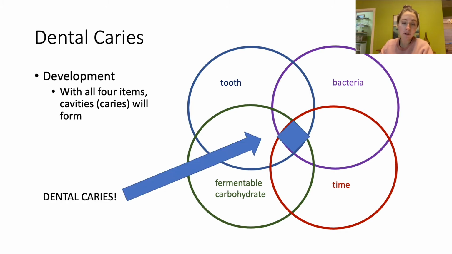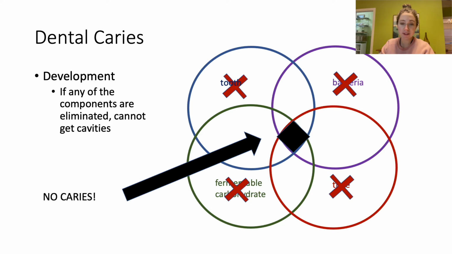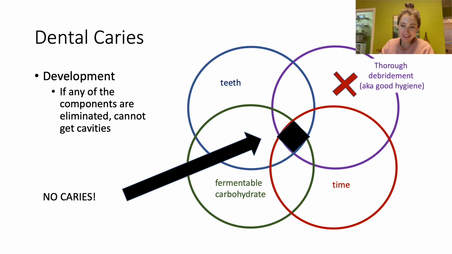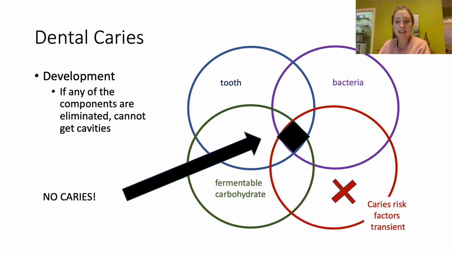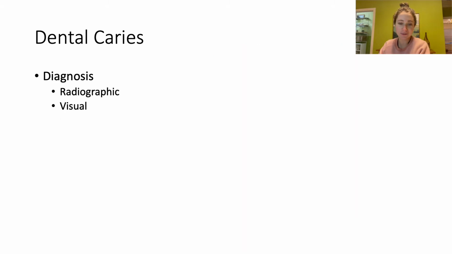If we have all 4 of those things, we're going to get dental caries. And if we eliminate any one of these components, we won't get dental cavities. So if we have no teeth, obviously we won't get cavities. If there's no bacteria, aka we're doing a really good thorough debridement through good oral hygiene, we won't get cavities. If we eliminate the fermentable carbohydrates, so some kids with very stringent ketogenic diets or G-tube fed children, they're not going to get cavities. And if we eliminate the time component, so if the caries risk factors are only very transient, then we also won't get cavities.